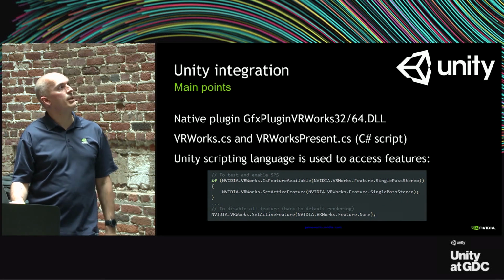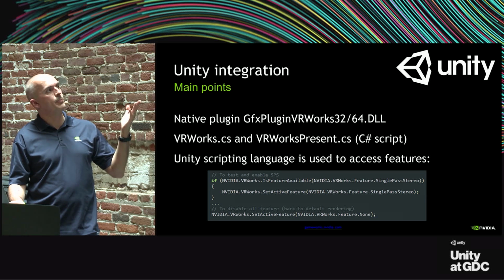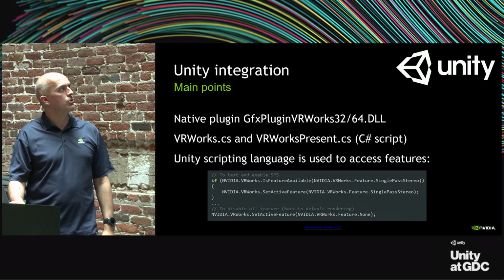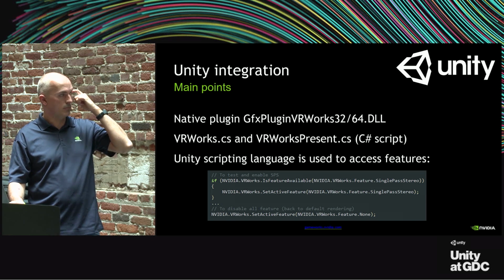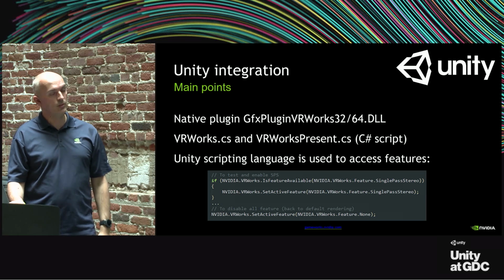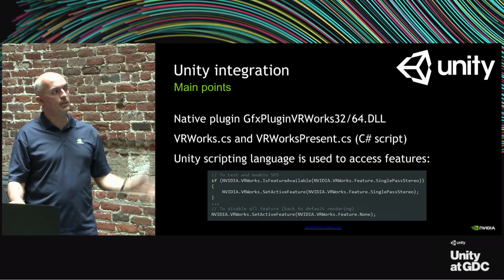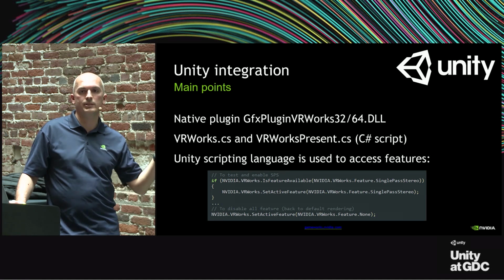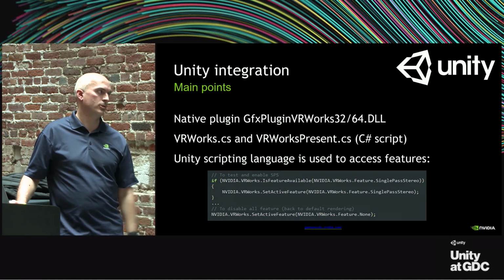Yeah, so some main points. It really comes as a native plugin, so it's a DLL. You download it from the Asset Store, and everything is automatically set up in your project. You just have to attach two C# scripts to your camera, and it's very, very easy to set up. Just ask whether a feature is available, and then you activate the feature, whether it's single pass stereo, lens match shading, multi-resolution, and so forth.